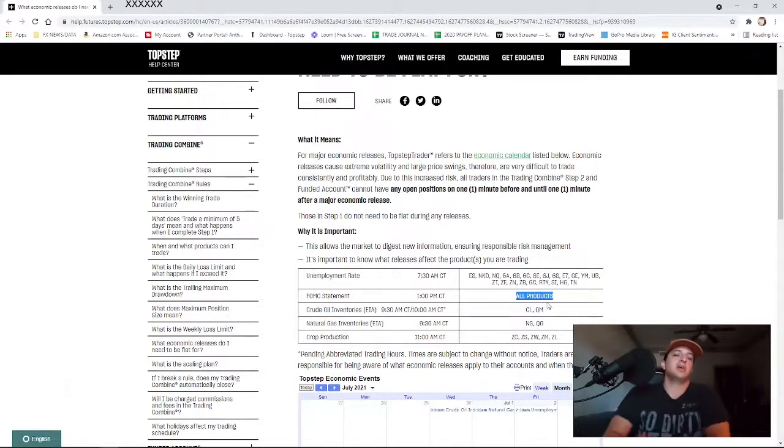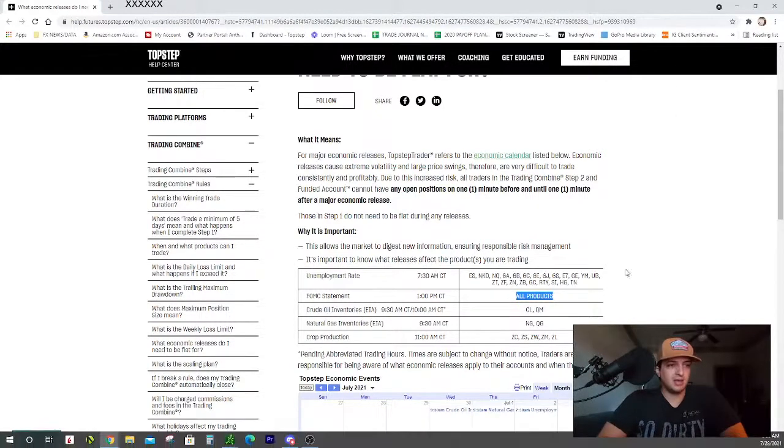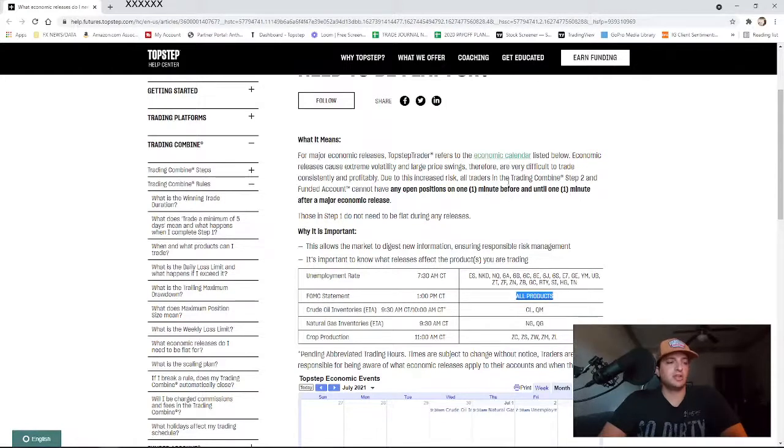FOMC meeting statement. If you ever traded anything before during one of these releases, you get a big candle up, big candle down, and then it whips you around a bunch. That's why they don't want you to be open. And then also say, if you get a catastrophic event, you're stuck in this position, you can't get out. They don't want to be stuck with the bag.